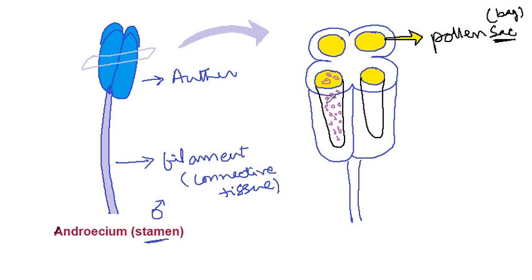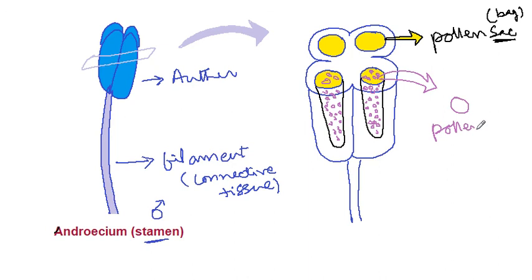Okay, so inside the pollen sac, the pollen grain development occurs, and once the pollen grain matures, we'll have lots of pollen grains available inside the pollen sac. And finally, when all the floral parts are fully matured and the pollen grains are ready, this pollen sac or the anther will burst and the pollen grains will come out.